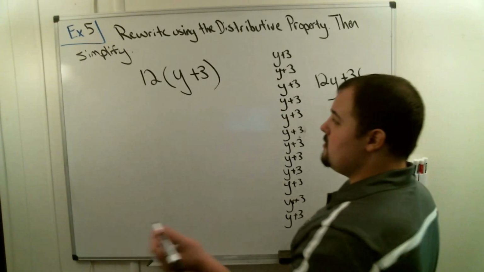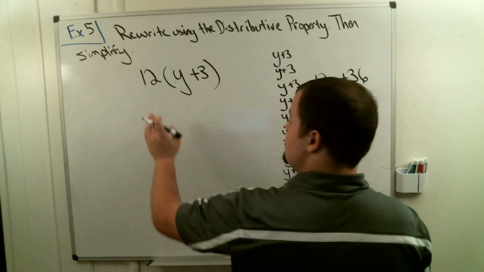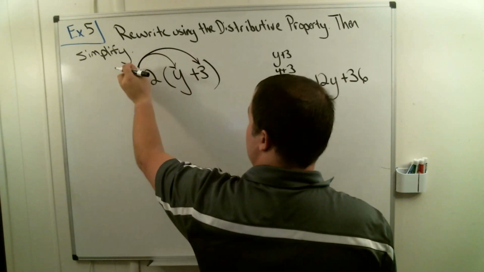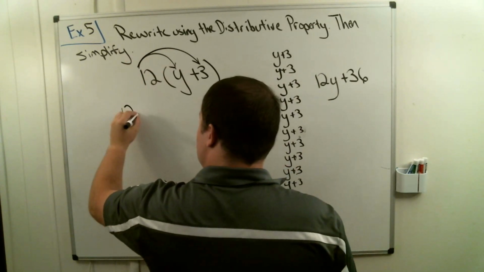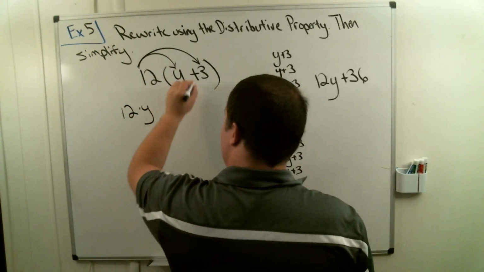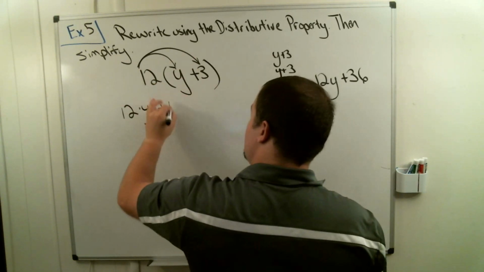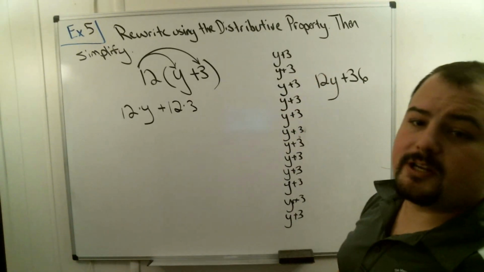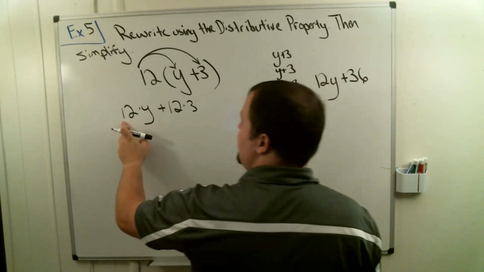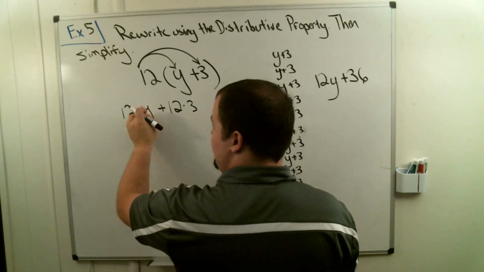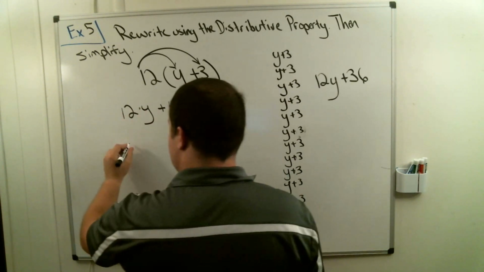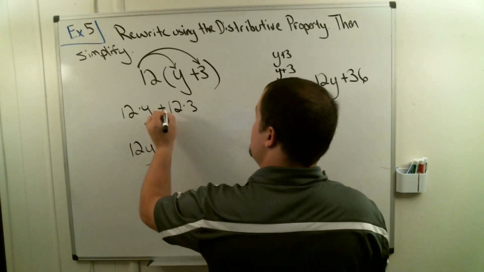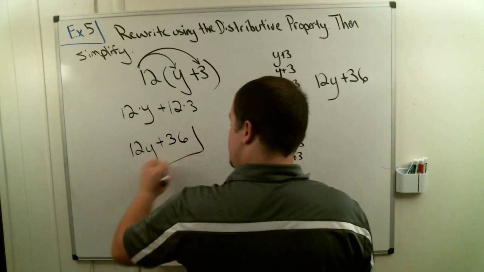So what we're going to do is distribution property. We take the number that's on the outside, and we're going to multiply it to each number on the inside. So I have 12 times y. I'm going to write 12 times y. Plus, we have 12 times 3. So we're going to get to that answer a lot quicker than writing something 12 times. Well, if I have 12 times y, that means I have y 12 times. Well, if I have y 12 times, I really have 12 y's. 12 times 3, that's 36.